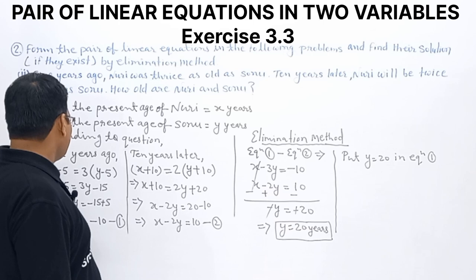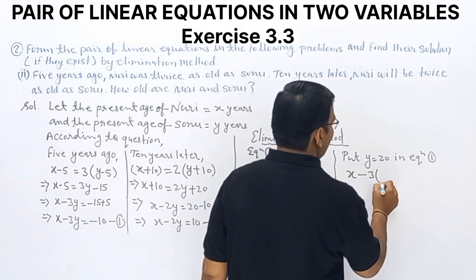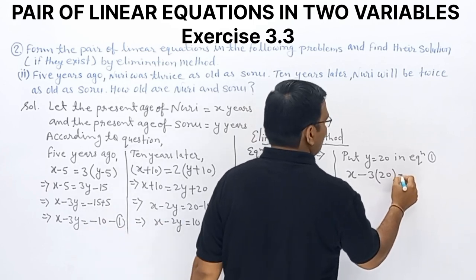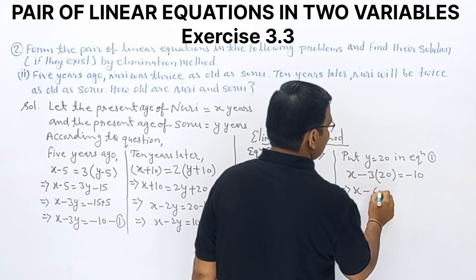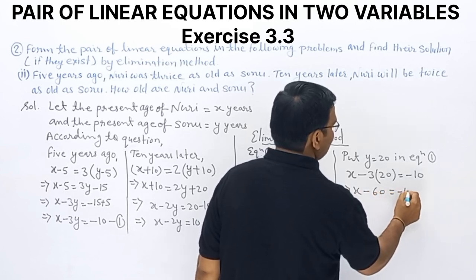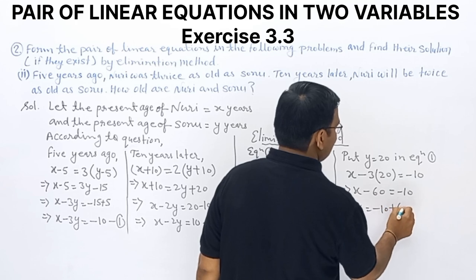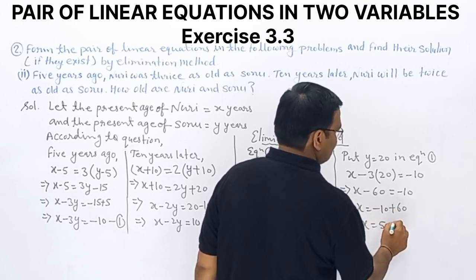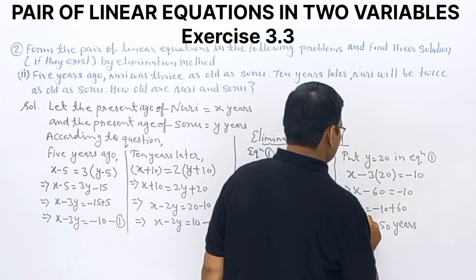So what about this one? x minus 3y, y is what? 20. x minus 3y equal to minus 10. Solve this one. x minus 60 equal to minus 10. Finally x equal to minus 10 plus 60, x equal to 50 years. What are we getting? x equal to 50 years.